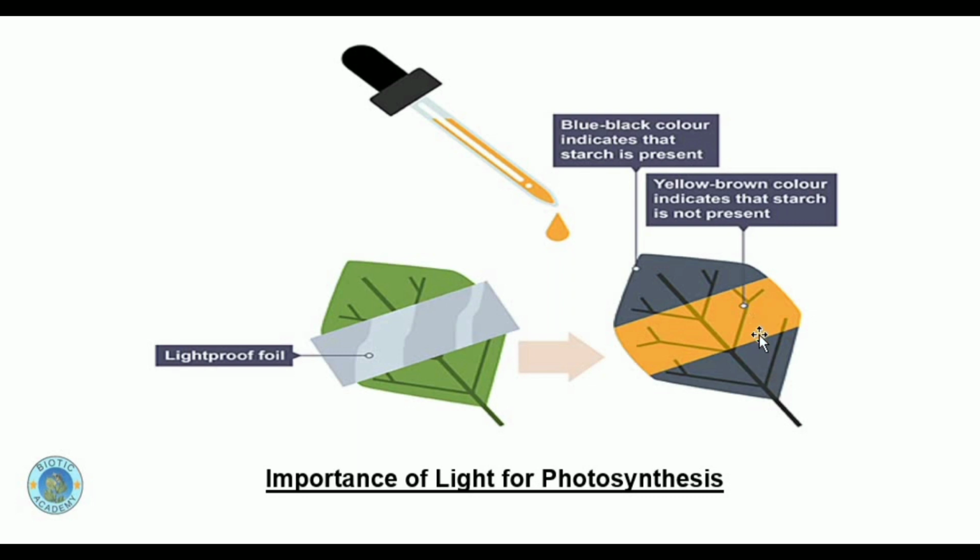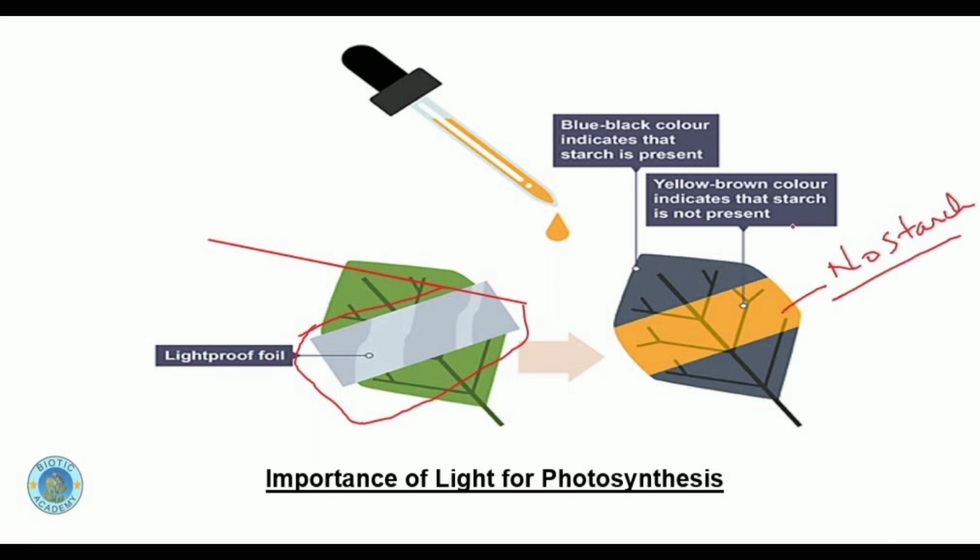After the reaction with iodine, you can see here how this leaf appeared. The whole leaf was exposed to the sunlight except this part which was covered with the foil. That part was unable to get the sunlight. The rest of the leaf got the opportunity to absorb sunlight and to perform photosynthesis. When we perform the starch test, we can see that this middle part appeared yellow. That shows there is no starch.